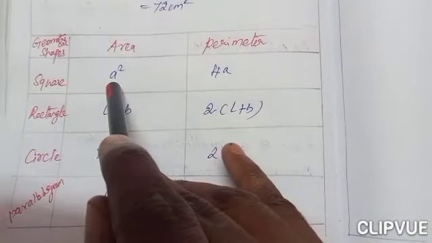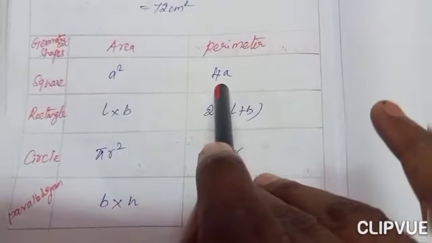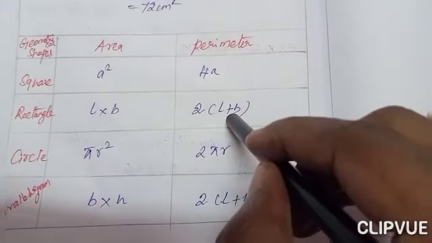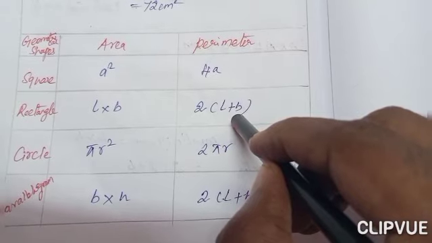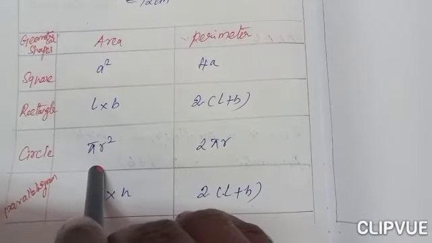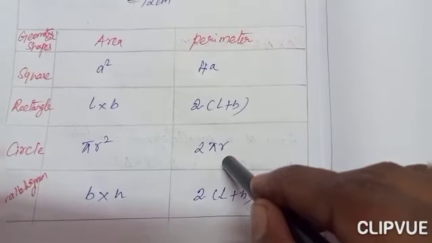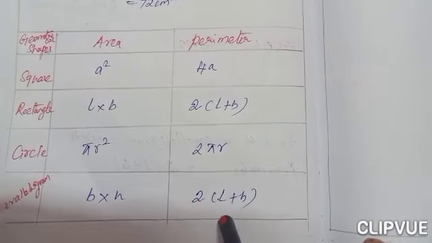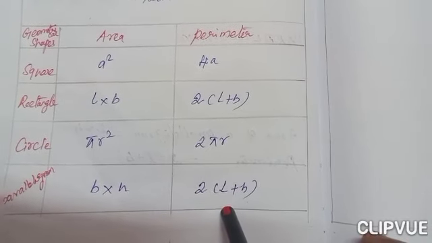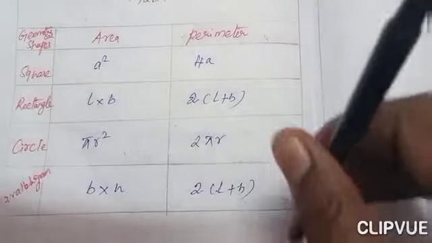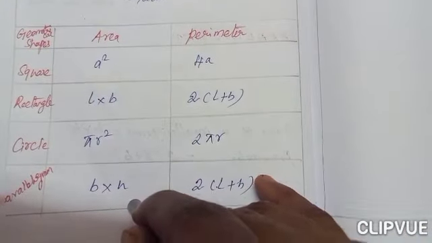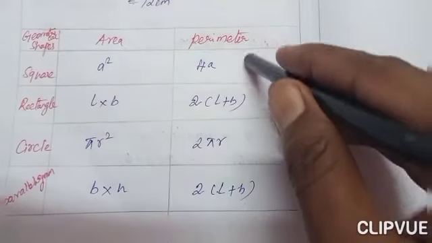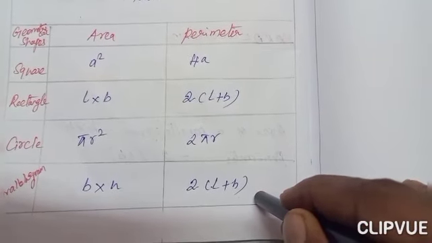Area of a square is a square. Perimeter of a square is 4a. Area of a rectangle is length into breadth. Perimeter of a rectangle is twice the length plus breadth. Area of a circle is pi r square. Perimeter of a circle is 2 pi r. Area of a parallelogram is base into height. Perimeter of a parallelogram is twice the length plus breadth. In area cases, we usually use square units. In perimeter cases we use units only.